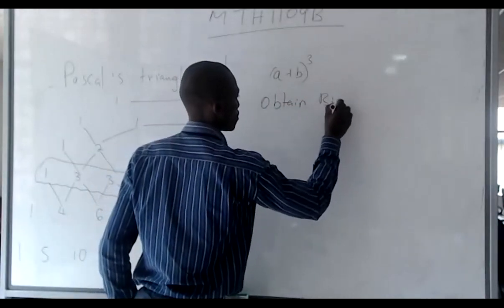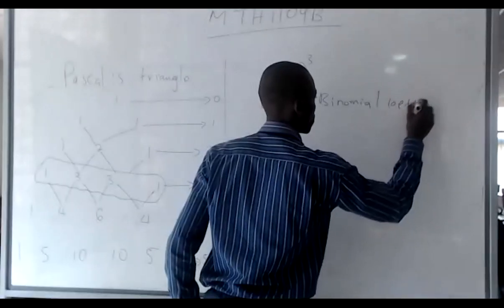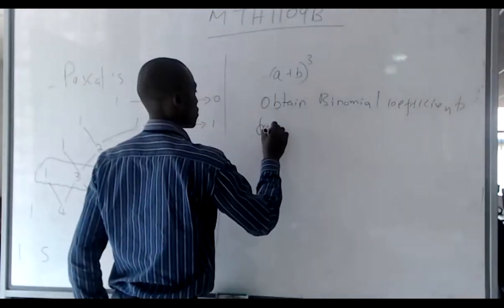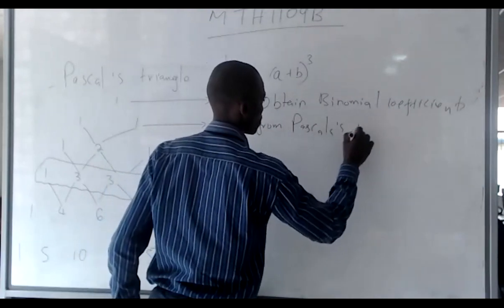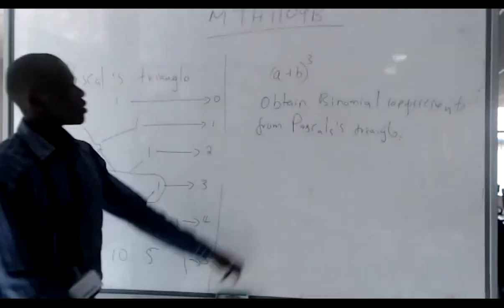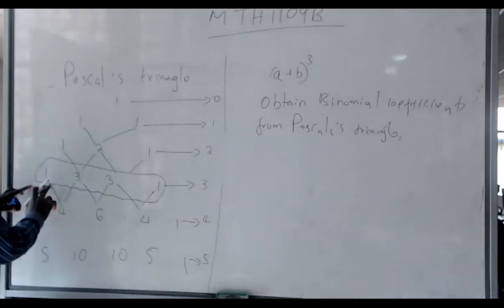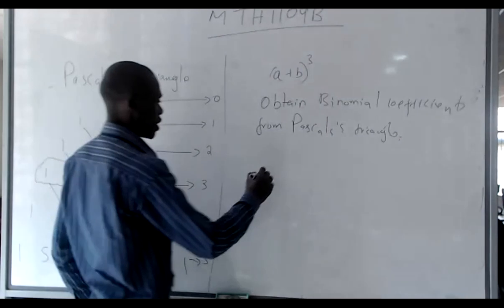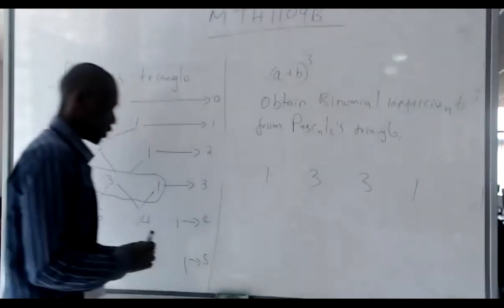Obtain binomial coefficients from Pascal's triangle. So the row that corresponds to 3 in this case is the row that contains 1, 3, 3, and 1. So my binomial coefficients here are 1, 3, 3, and 1. That's what I start with.